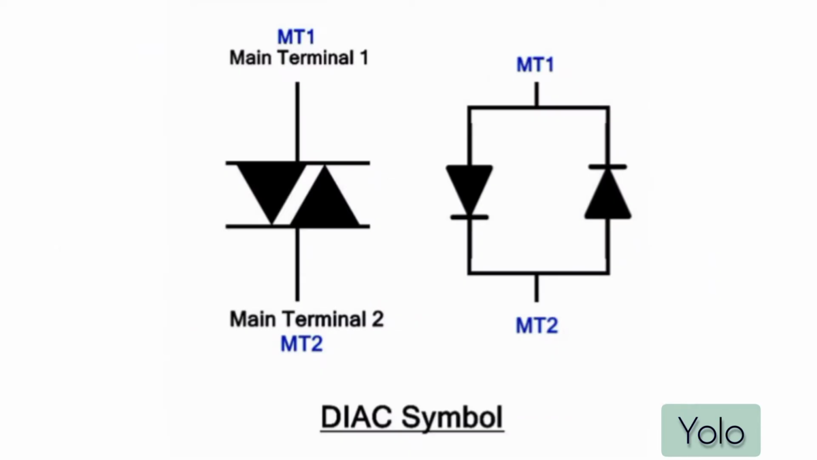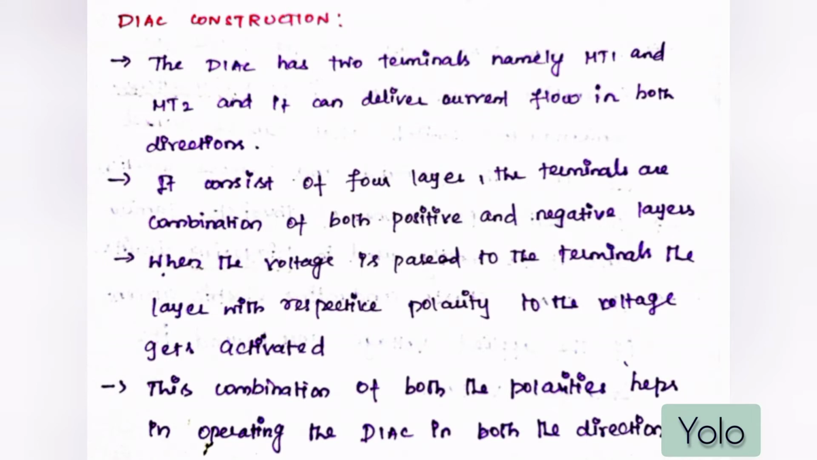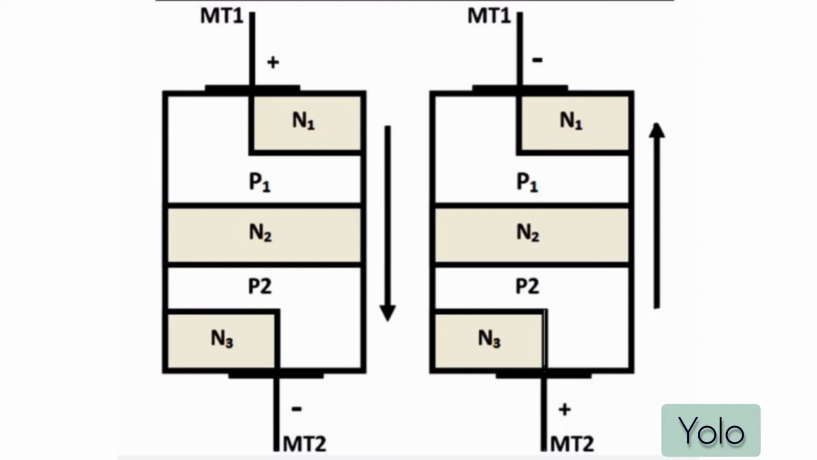The construction of DIAC. The DIAC has two terminals, namely MT1 and MT2, and it can let current flow in both directions. So it consists of 4 layers. The terminals are a combination of both positive and negative layers. When the voltage is applied to the terminals, the layer with respective polarity to the voltage gets activated. This combination of both the polarities helps in operating the DIAC in both the directions.